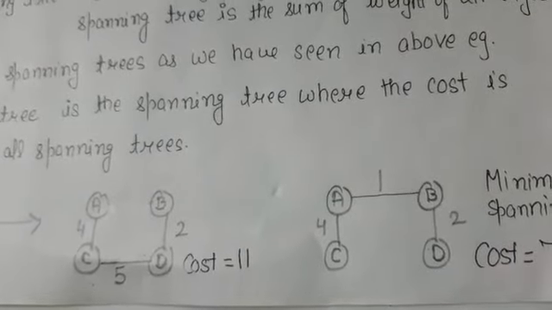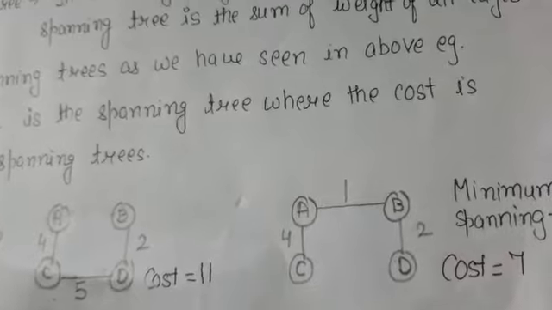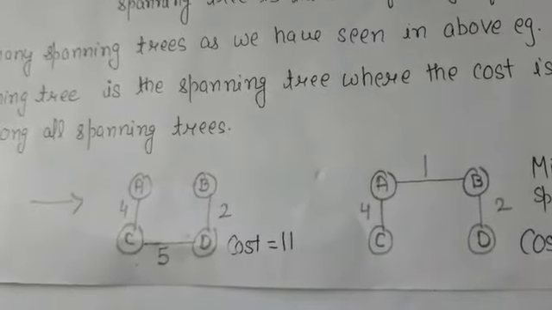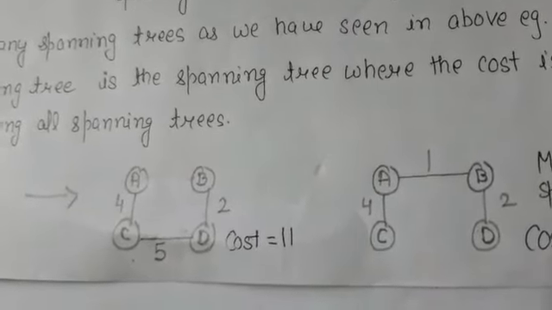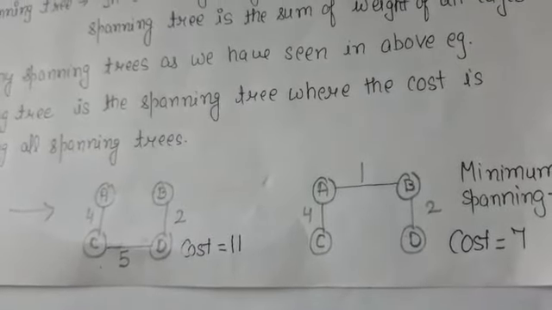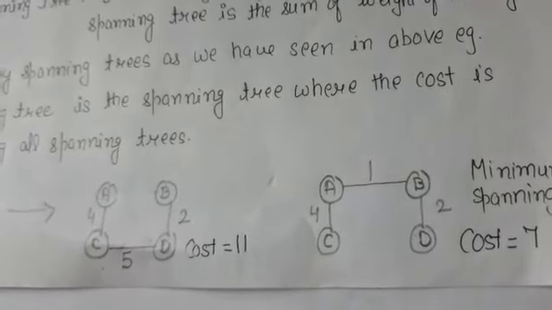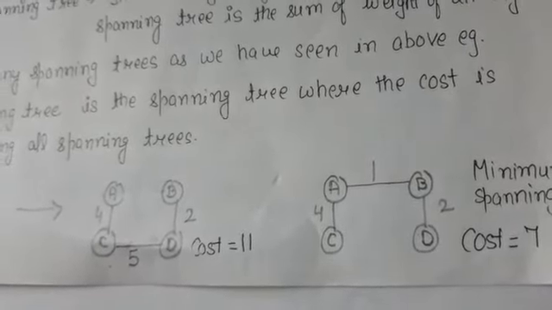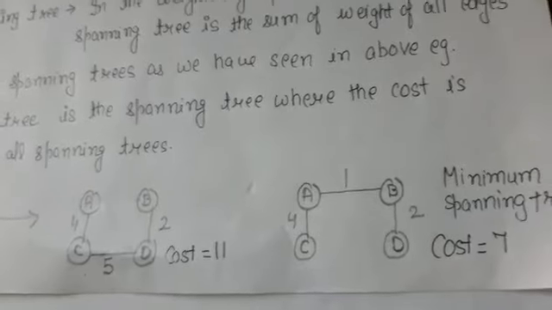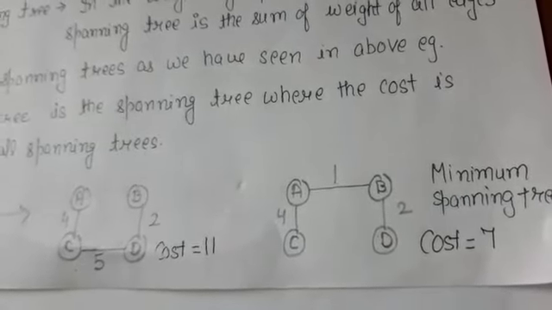Similarly, for the second one, I have also taken a subgraph and its cost is 7. So I can say that between the two possible candidates for spanning tree, the second one has cost 7, that is 4 plus 1 plus 2, which is less than the first one, which has cost 5 plus 4 plus 2. So the second one is my minimum spanning tree. I hope this topic is understandable to you. Thank you.